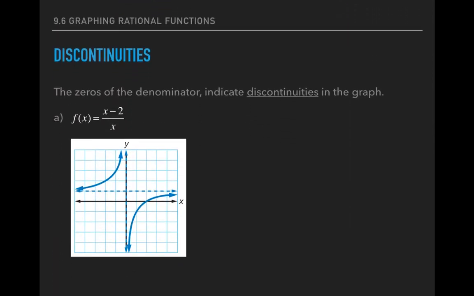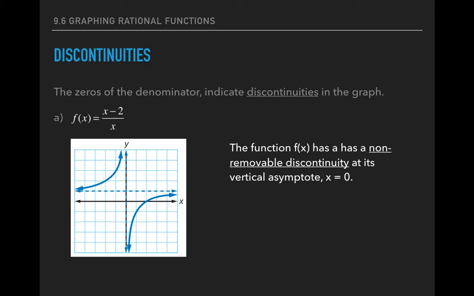So let's first discuss what discontinuities are. The zeros of your denominator indicate discontinuities in your graph, and there are different kinds of discontinuities. In this first picture, for function f, you see that there are both vertical and horizontal asymptotes. And the function f has what is called a non-removable discontinuity at its vertical asymptote, which is x equals 0. That is where your function is undefined.